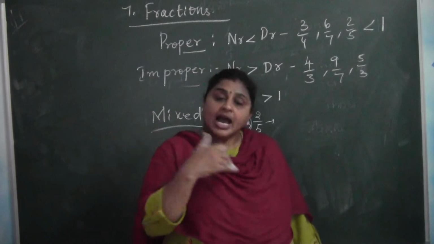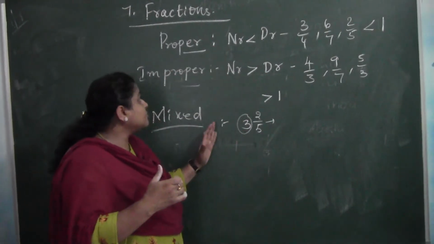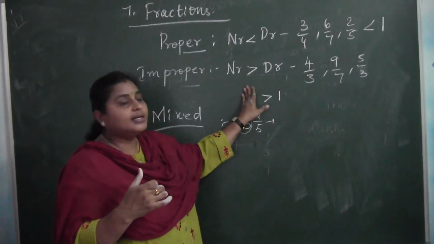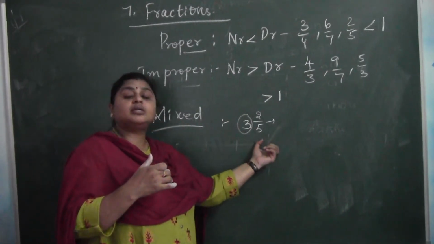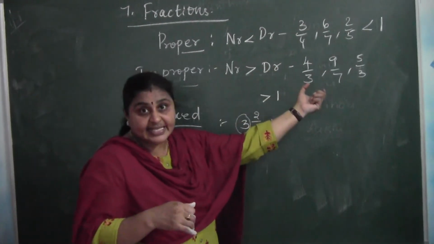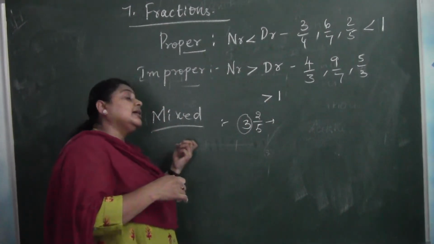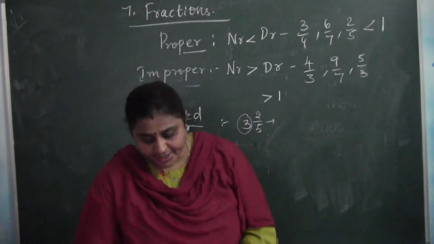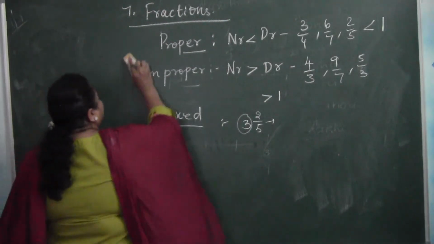Equivalent fraction, after this number line, I will move on to that. Okay. So three types of fraction: numerator less than denominator, proper fraction; numerator greater than denominator, improper fraction; whole number with proper fraction is mixed fraction. And all proper fractions are less than 1, all improper fractions are greater than 1, and improper fractions can be converted into mixed fractions. Okay, children? Now let us learn how to represent a mixed fraction on a number line.